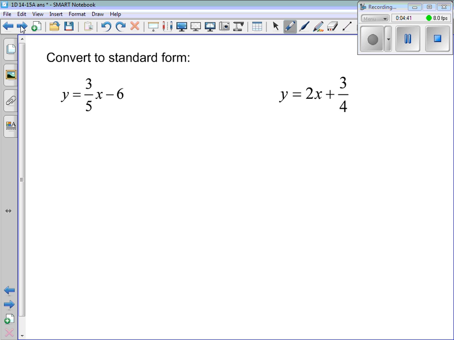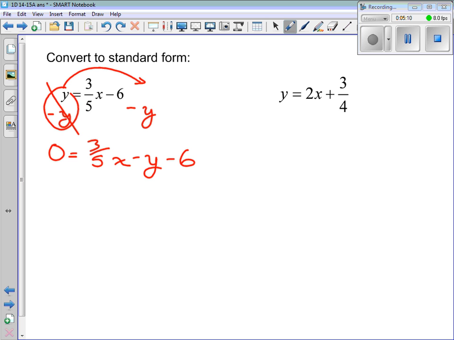So if we take this example here, y equals 3/5 x minus 6, first thing we want to do is get this y over on to the other side of this equation. So I'm going to subtract y over here. I'm going to subtract y over here. Y minus y is just going to cancel out, and I'll be left with 0. And then over here, I'm going to have 3/5 x minus y minus 6.